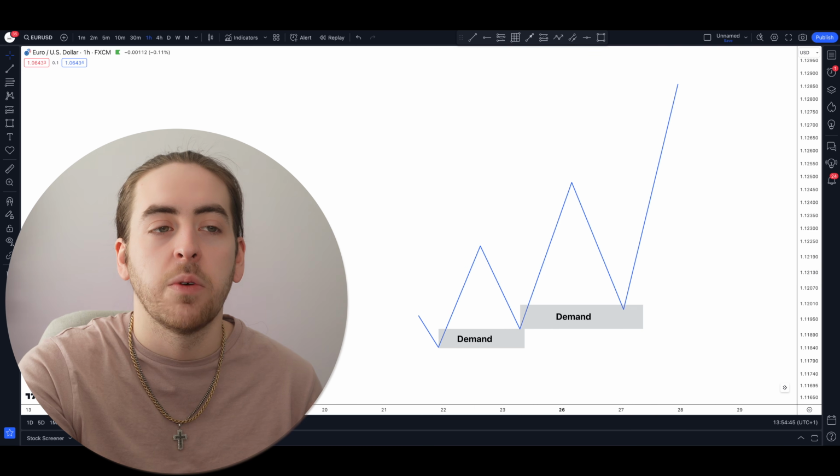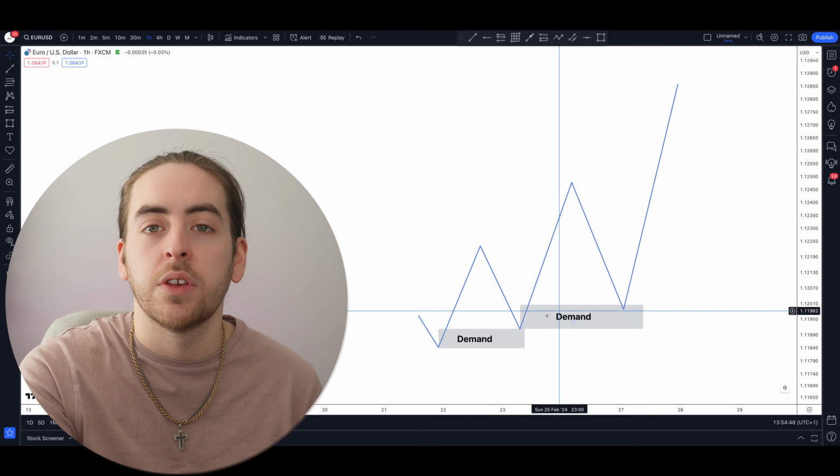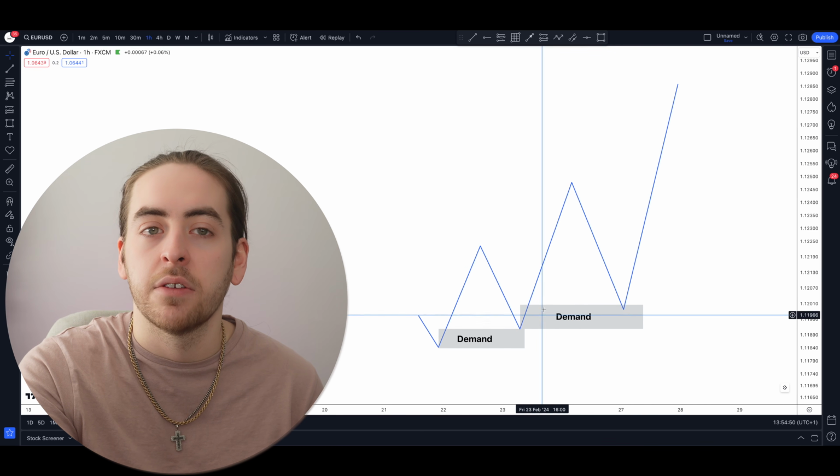Now, the reason that supply and demand can be more effective than support and resistance is because it is grounded in logic. When we look at a support or resistance, we are simply identifying an invisible level that price has made some minor bounces from a few times. But when we look at supply and demand, we are looking at key price areas where significant buying has taken place.